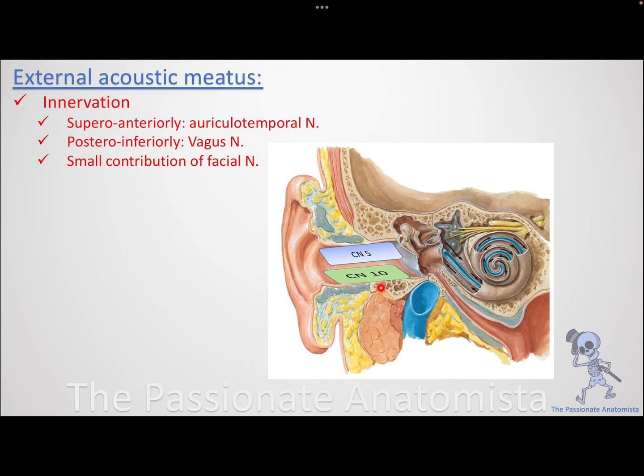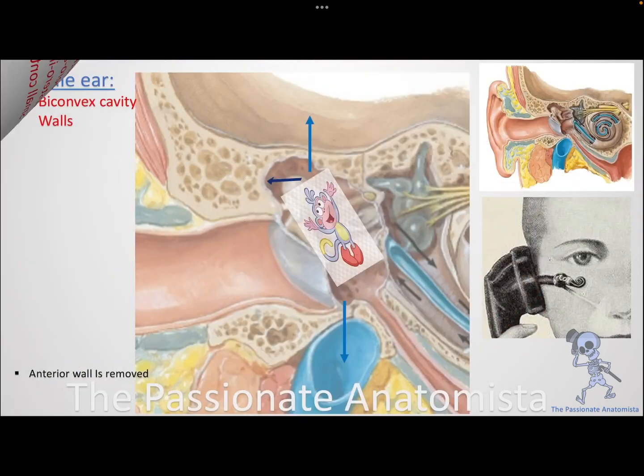Five and ten: the anterosuperior wall is the auriculotemporal branch of the mandibular division of the trigeminal nerve. The posterior inferior part of the external acoustic meatus is by the vagus nerve, and you also have contributions of the facial nerve. And we already talked about the innervation of the auricle previously. Now, moving on.